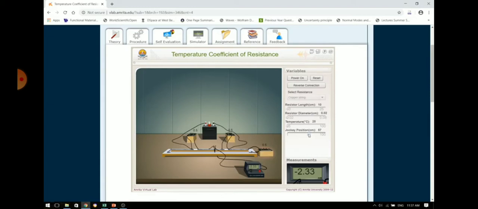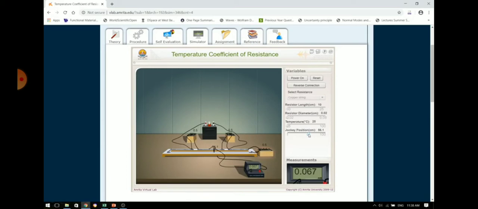Now it is minus 2.33, but you try to get close to zero. Moving a little bit, now it is 0.067, which is almost zero. It is very close to zero. You put that value, 0.067.